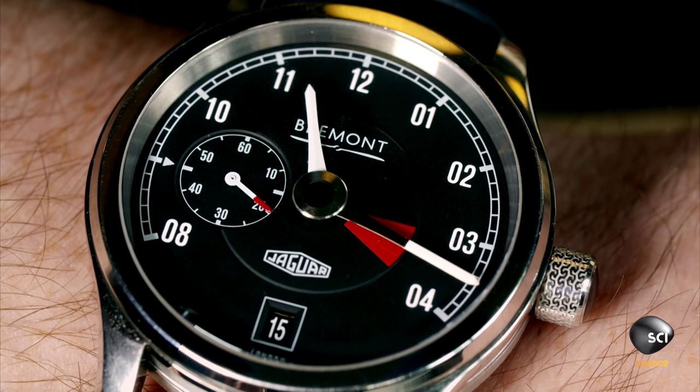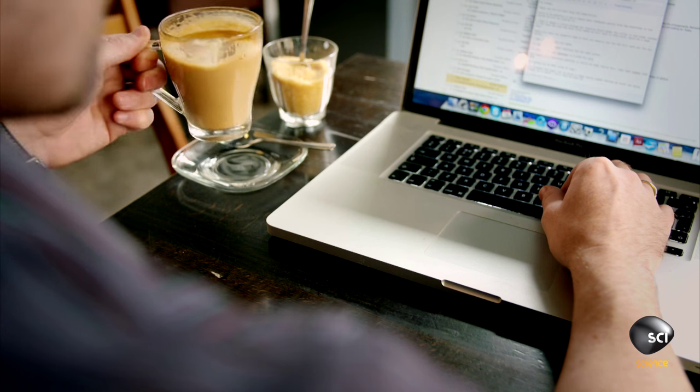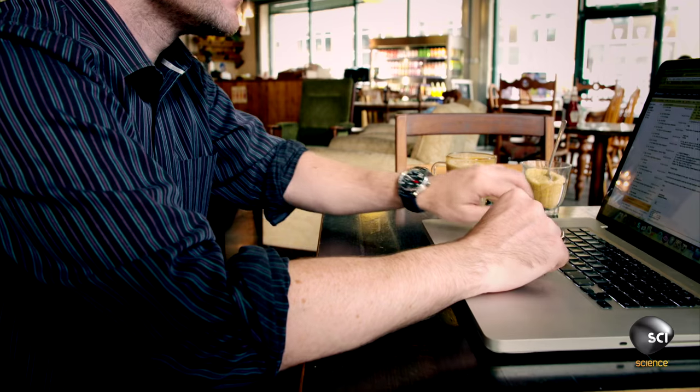The mechanical wristwatch. It keeps our lives running on schedule. So how does such a tiny machine keep perfect time, no matter what we put it through?